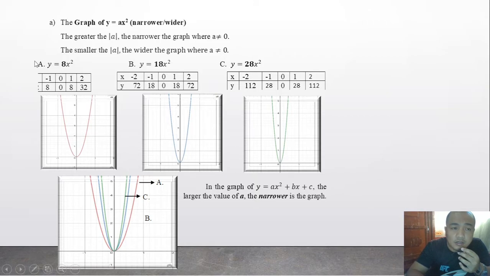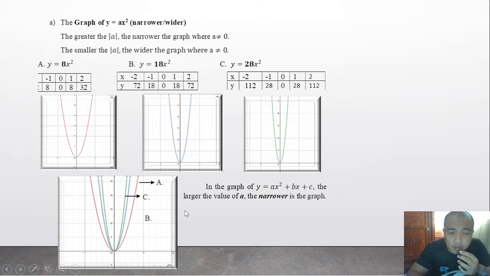Okay. So let us first graph to show you the graphs of a, b, and c. For y equals 8x squared, we have here the graph. It's wider compared to the graph of b and c. When comparing the graph of b and c, c is narrower. The parabola in c is narrower than the graph of b because it has a greater absolute value of a, which is 28.